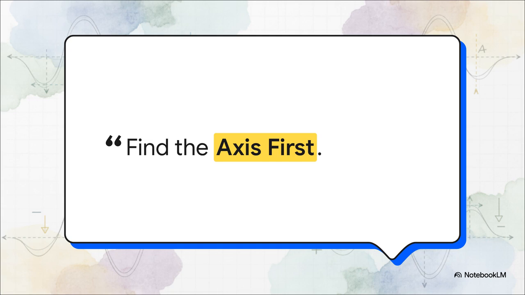So here it is. This is the big one. This should be your mantra, the very first thing you do every single time you see one of these problems. Find the axis first. Before you even think about amplitude or reflections or anything else, find and draw this new axis. It's what anchors the entire graph.